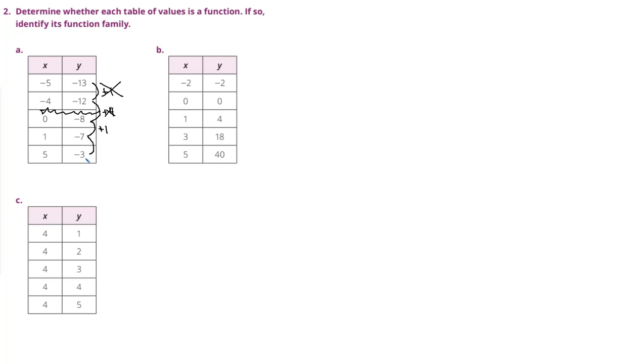And from -7 to -3, we increased by 4. And so we have a non-steady rate of change that does become a consistent rate. And so, therefore, this is a quadratic, and it is a function.